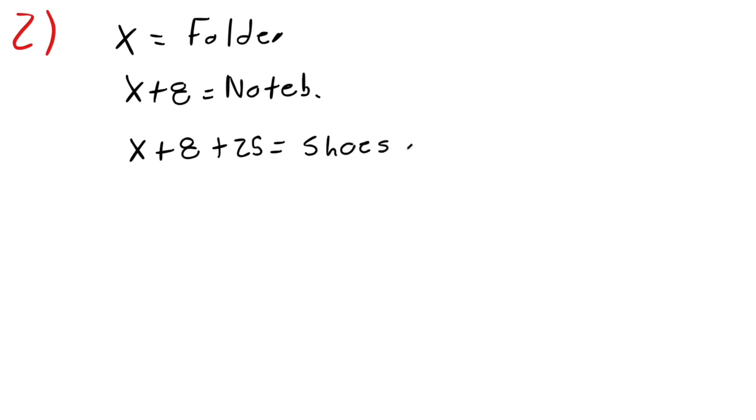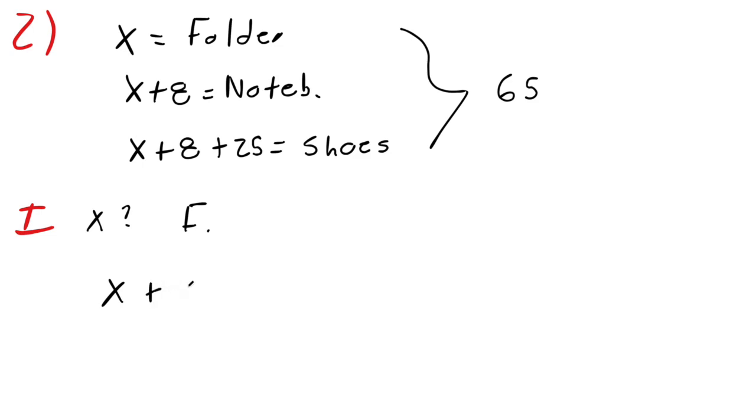What happens? All three of those are going to add up to 65. But we need to find the amount for each. So how shall we do it? First of all, let's find the lowest cost variable, which is x. What did x represent? The folder, right? So let's put those three together in the form of a linear equation. x plus x plus 8 plus x plus 8 plus 25, and that would be equal to what? To 65. Now what should we do?